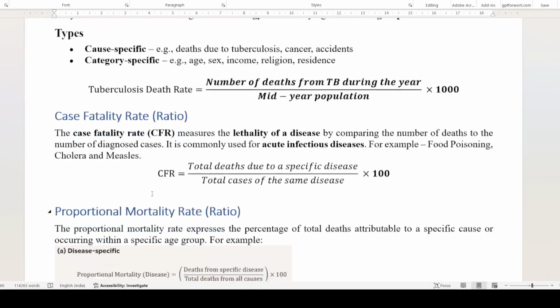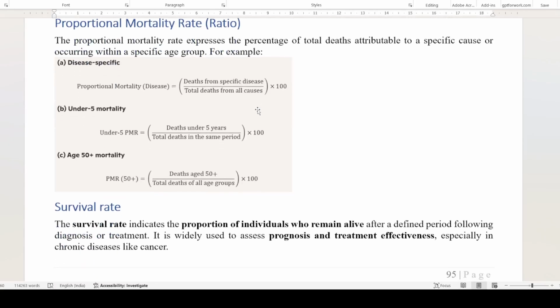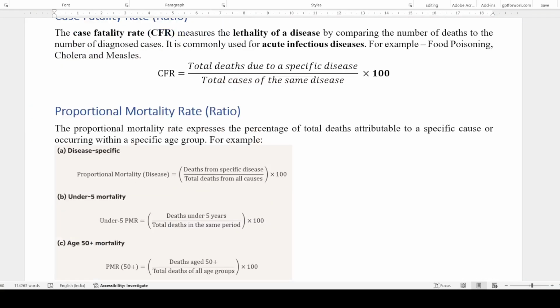Then case fatality rate or ratio: total deaths due to a specific disease upon total cases of the same disease into 100. Like if we are talking of food poisoning or cholera or measles, then CFR is taken into consideration. Ma'am, just wanted to ask, is it 100 or 1000, ma'am?